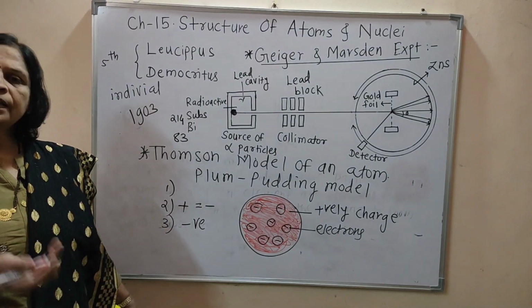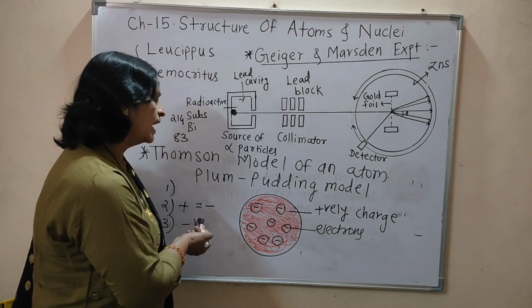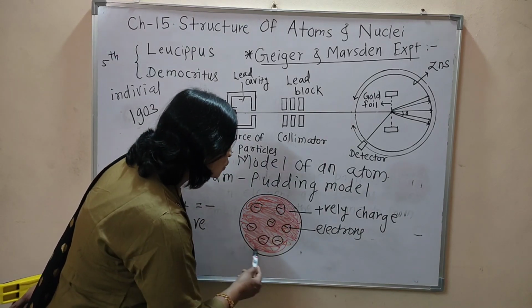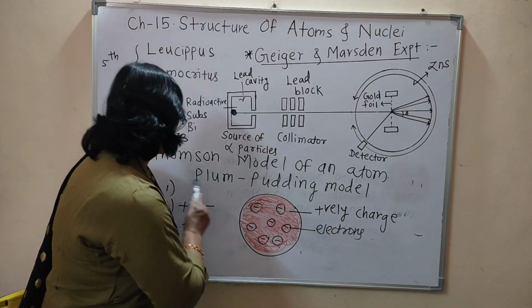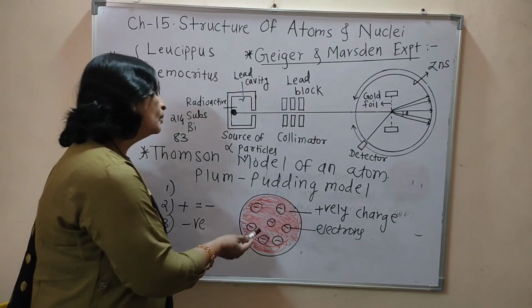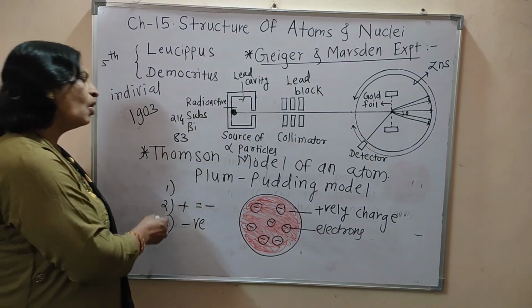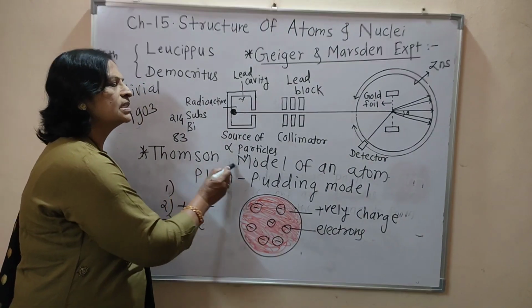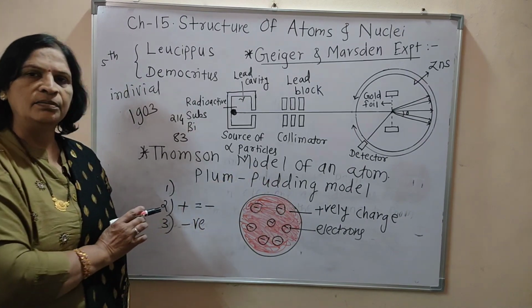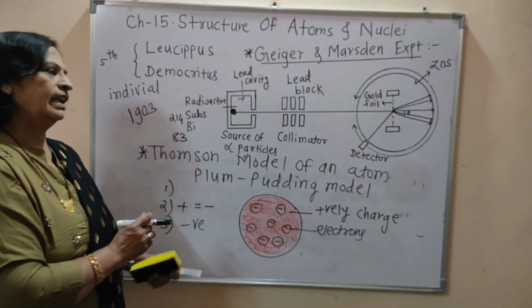But what are the disadvantages? The disadvantage of Thomson's atomic model is that the distribution of charges according to Thomson is wrong, which was later proved by Rutherford. Okay, and this is all about Thomson's model of an atom. I hope all of you understood this concept very well.